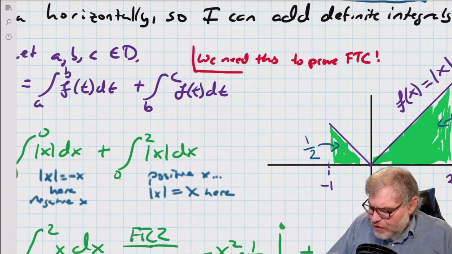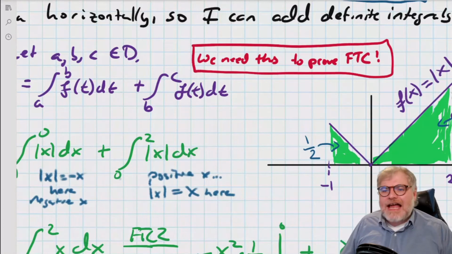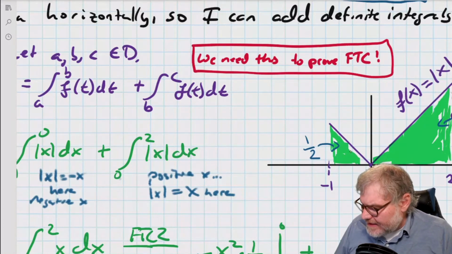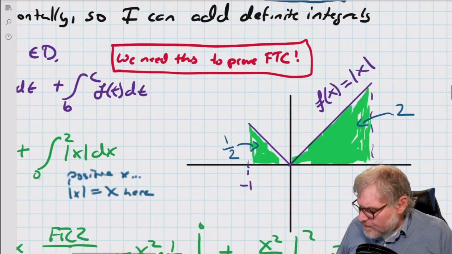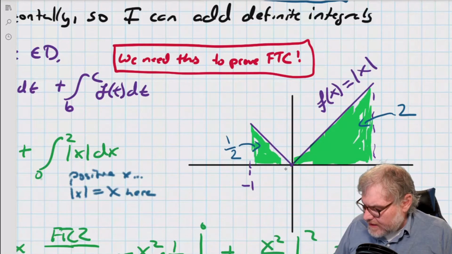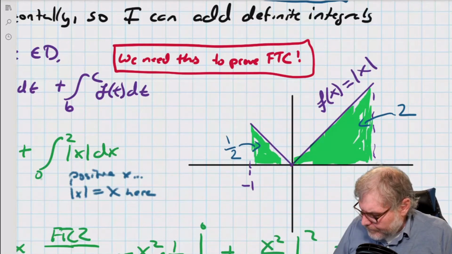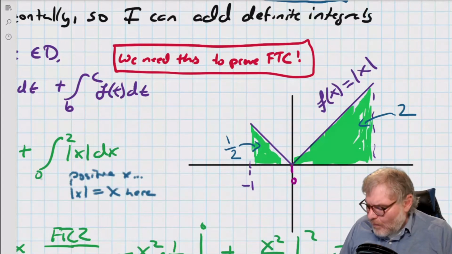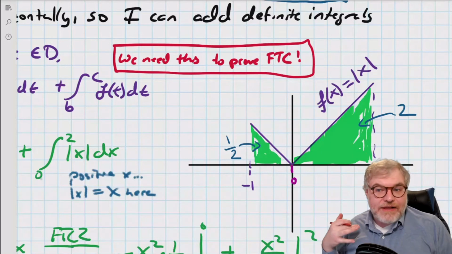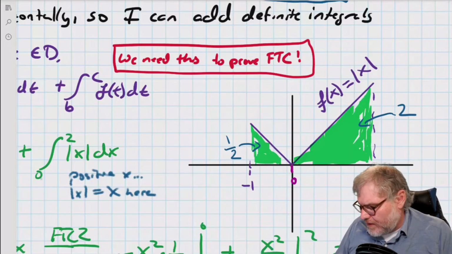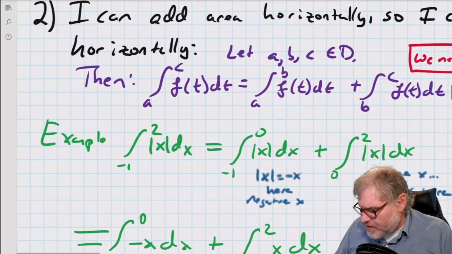And just as a note, we're going to use this little fact, the fact that I'm dealing with area, this kind of obvious idea that I could take this piece and add it to this piece. So the integral from negative 1 to 2 is the integral from negative 1 to 0 plus the integral from 0 to 2. And we're actually going to use this very elementary fact to help prove FTC, the fundamental theorem of calculus, next time.